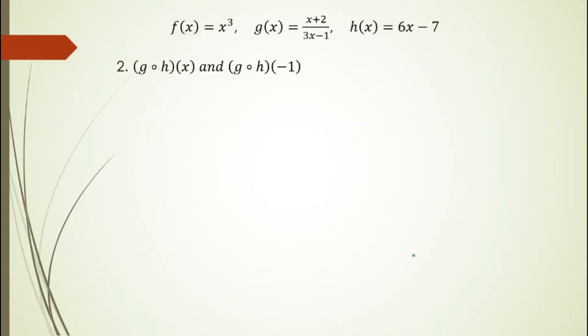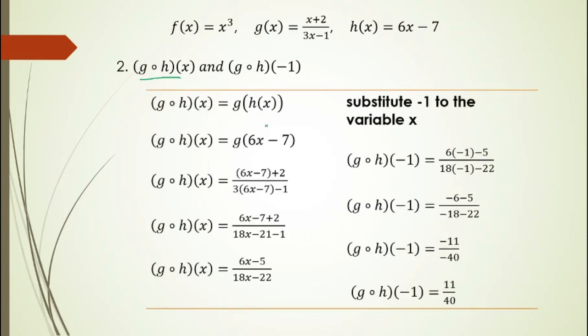Next, number 2, g of h of x and g of h of negative 1. So, we need to solve this first. So, magkakaroon tayo ng g of h of x. Our h of x is equal to 6x minus 7. So, ayan. And then, substitute natin siya ngayon kay (x plus 2) over (3x minus 1). So, lahat ng x dyan, papalitan natin ng 6x minus 7. So, magkakaroon tayo ng (6x minus 7 plus 2) over (3 times (6x minus 7) minus 1).